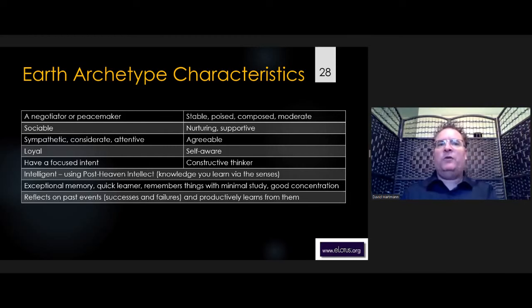And even if an earth archetype doesn't know they're an earth archetype, doesn't know anything about 5 element archetypes, anything about any archetype, they're that type of person and they just do it anyway. So, and then when they've got that focus point with you, that you're their whole world, and they don't look distracted, they don't look away, they focus and concentrate on you. It's a beautiful thing. A stable, poised, composed, moderate, very nurturing and supportive, agreeable, self-aware, and very good constructive thinkers.